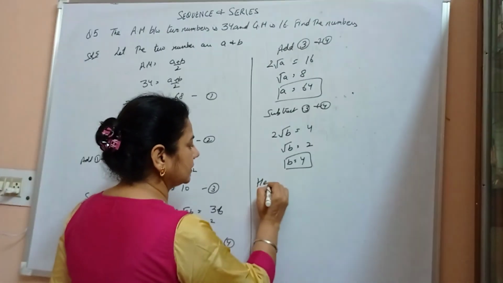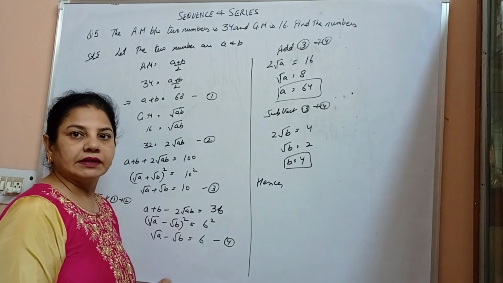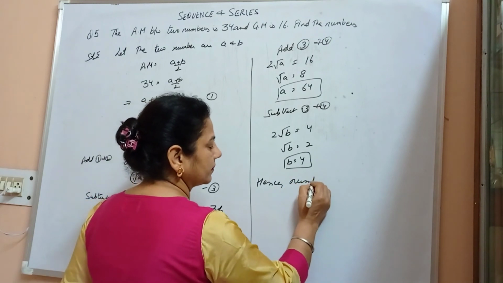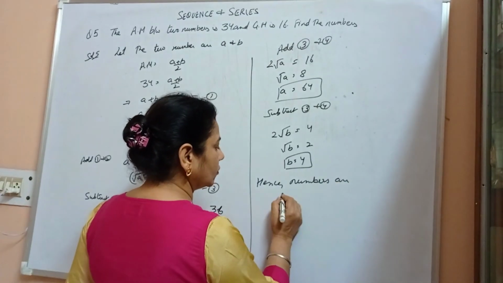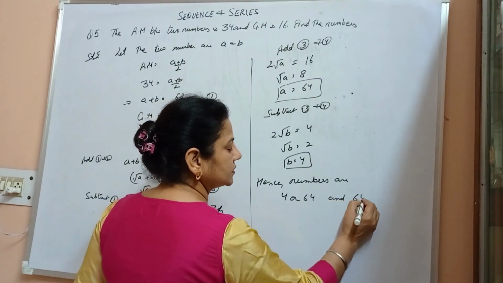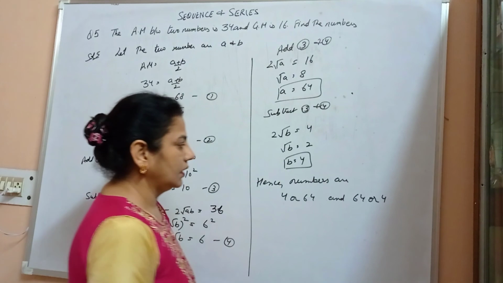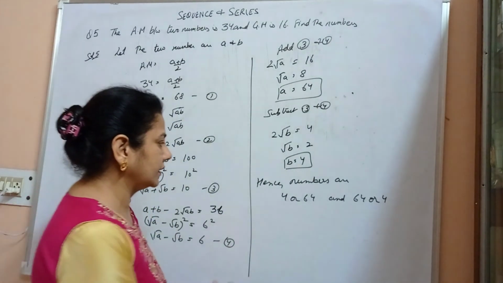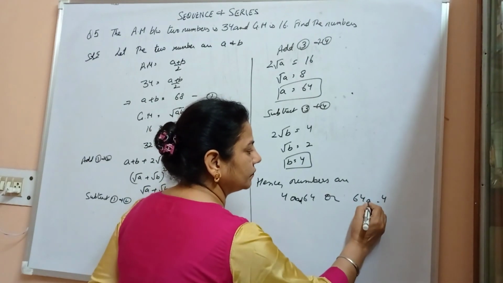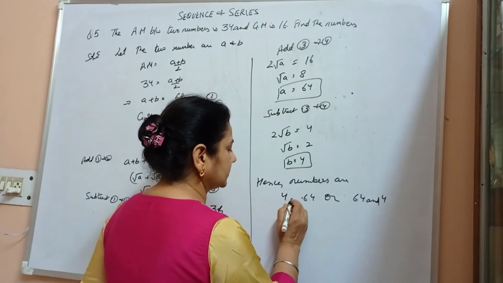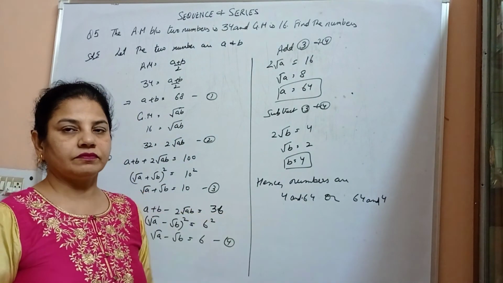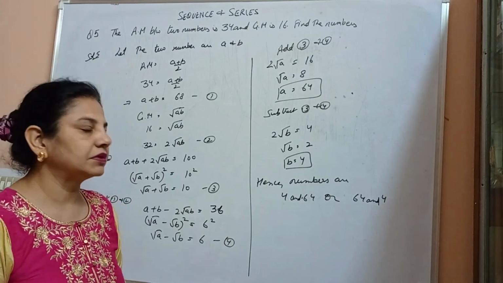As we have taken the numbers randomly, we don't know which is the first one and which is the second one. Hence the numbers are 4 and 64, or you can say 64 and 4. Any one of them is the same. So we have to calculate the two numbers. So the two numbers are 4 and 64.